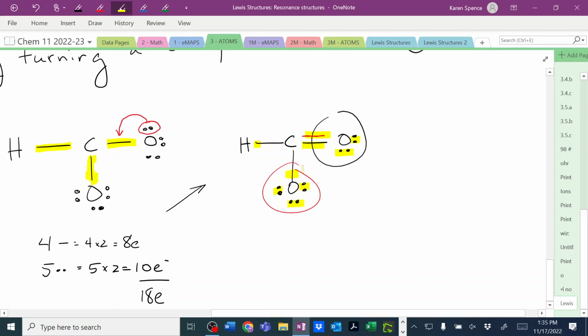All right, so here we go. We have this structure. Are we done then? No, why are we not done? Because we have another possible resonance structure.